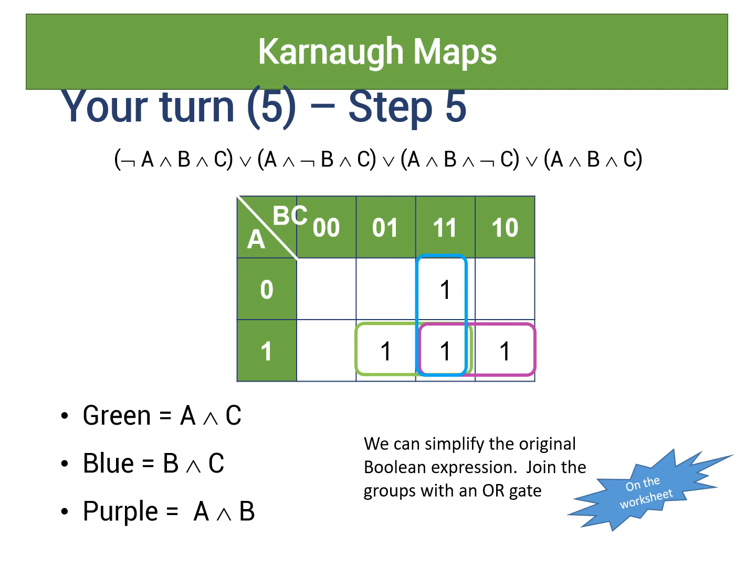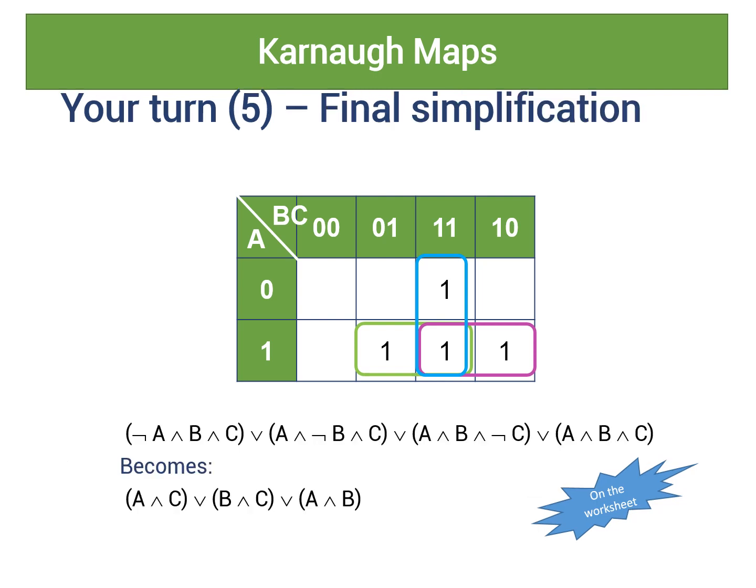So as you can see, green is A and C. So A has to be on and C has to be on. If you look at that group, A is in the 1 column and C is in the 1 column. Blue is B and C. Purple is A and B. And we can just join these with an OR. So you can see the simplification that has come here. We can turn that massive expression into A and C, or B and C, or A and B.